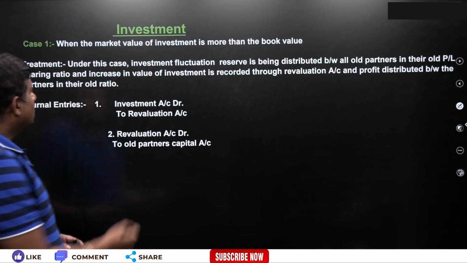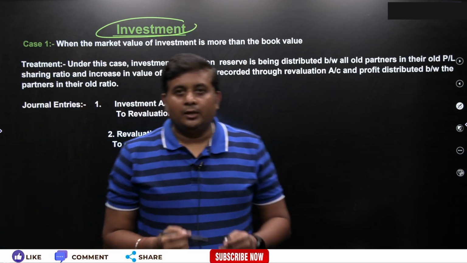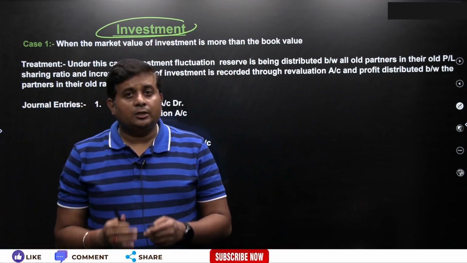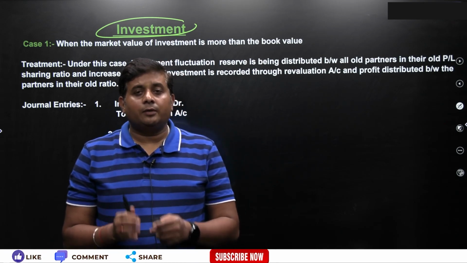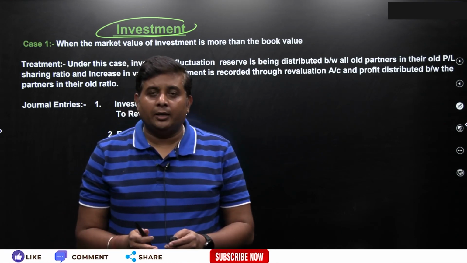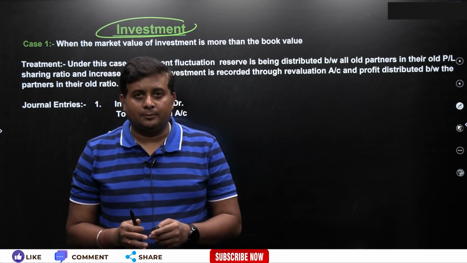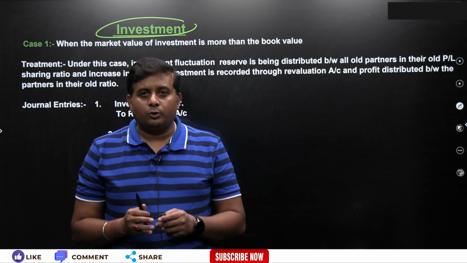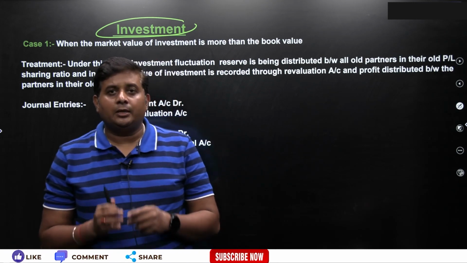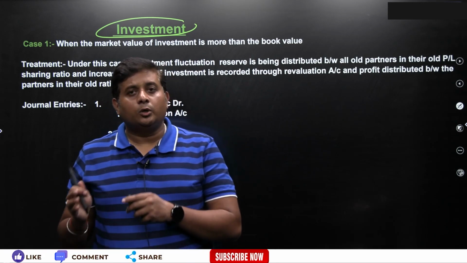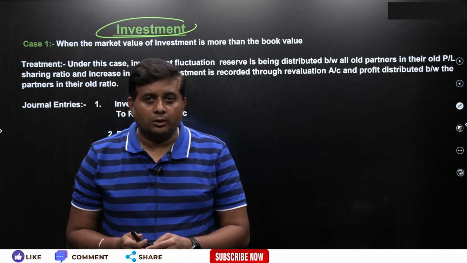Now, this is a very important topic. We have investment. So we are talking about the investment fluctuation reserve. Investment fluctuation reserve is created out of the profit to protect the investment up to the extent it was created.